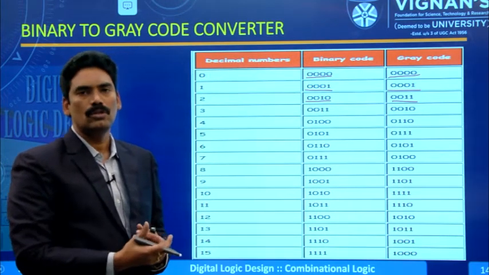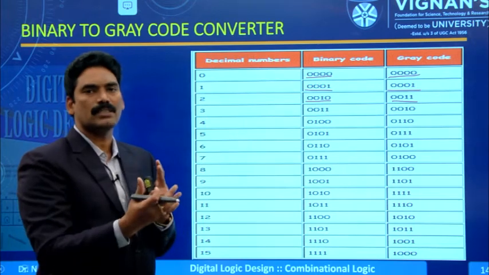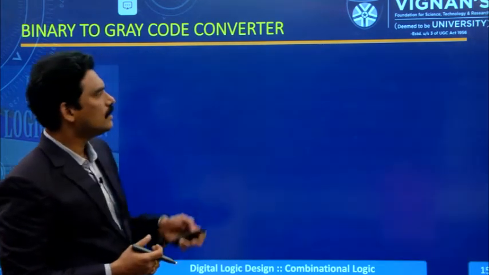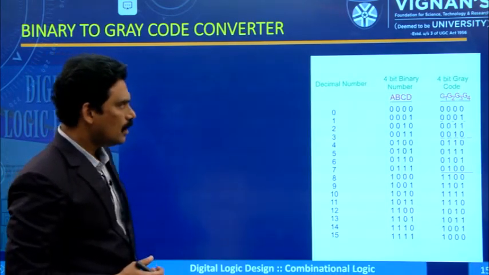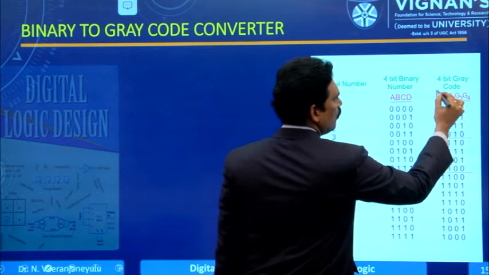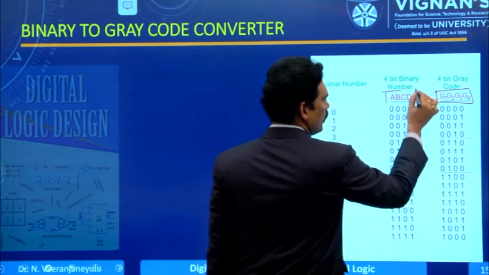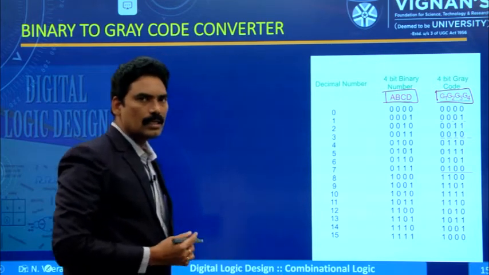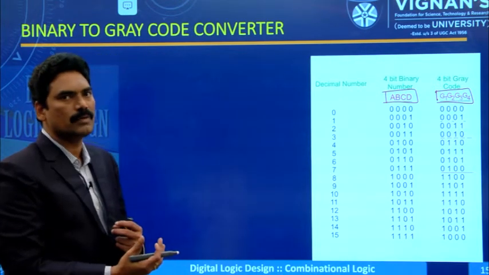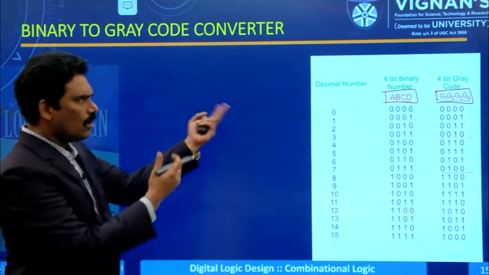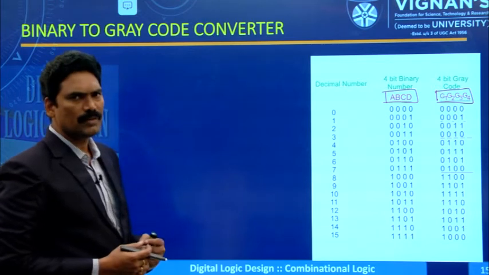Now the truth table is there. What to do? We have to derive expressions for the output variables. What are the output variables here? These are the output variables. The output variables are G1, G2, G3, G4. This is a 4-bit gray code and the input variables are A, B, C, D. Now, we have to write Boolean expressions for G1, G2, G3, G4. How to write the expression for G1?